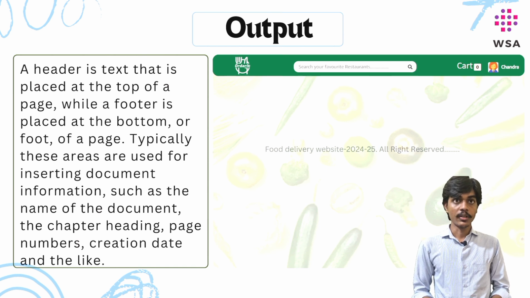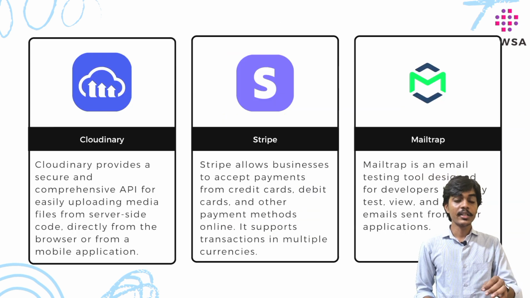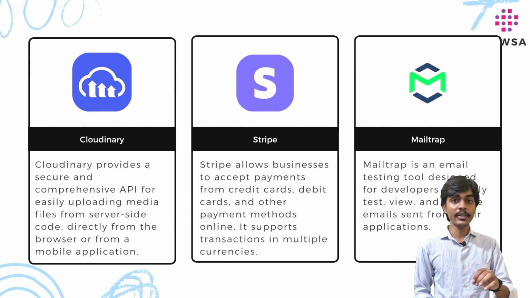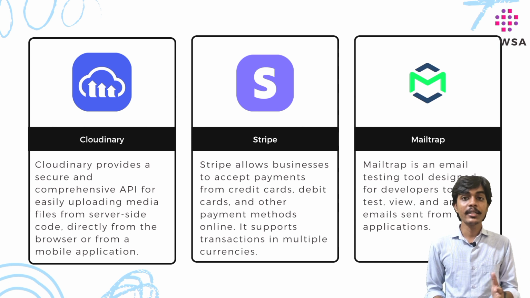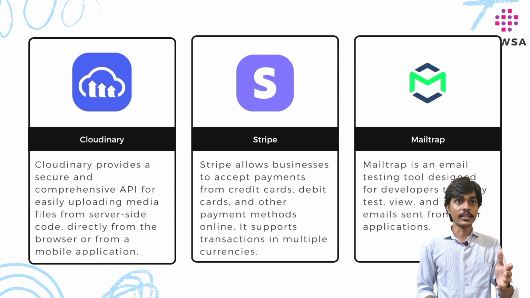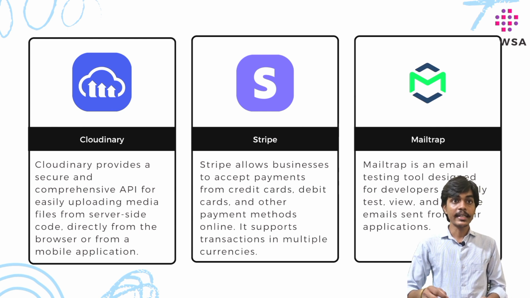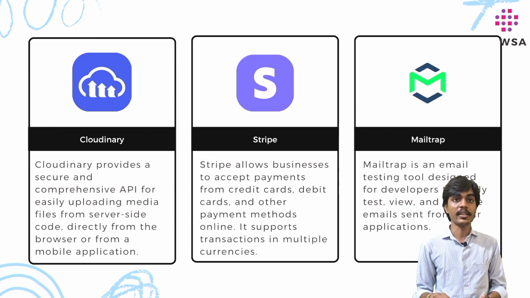So now let's see Cloudinary, Stripe, and Mailtrap. Cloudinary, Stripe, and Mailtrap are also used inside our backend, because Cloudinary is very useful for making our dynamic avatars. It is a comprehensive API for easily uploading media files and server-side code directly from the browser or our mobile application.